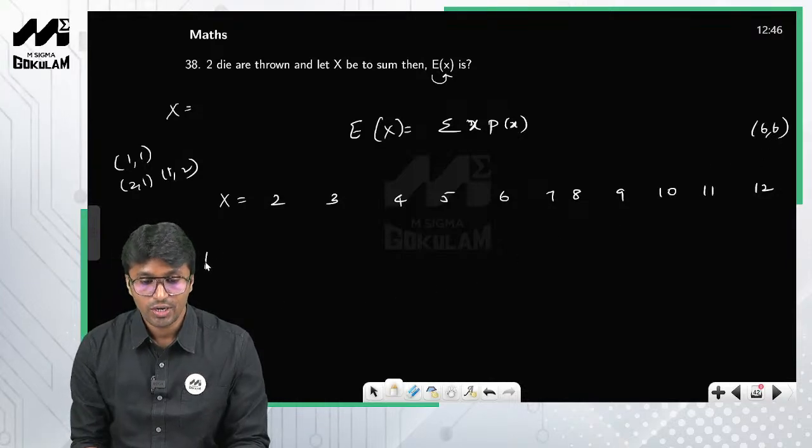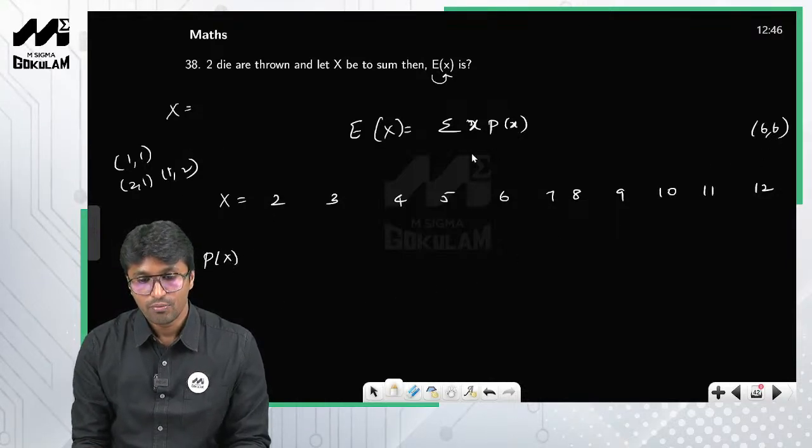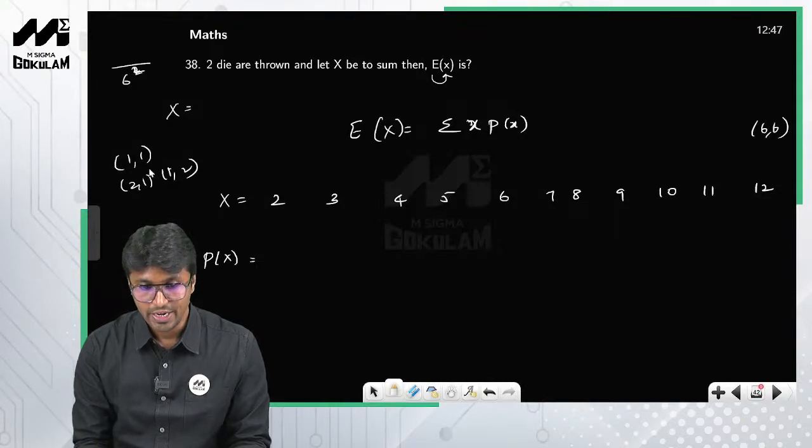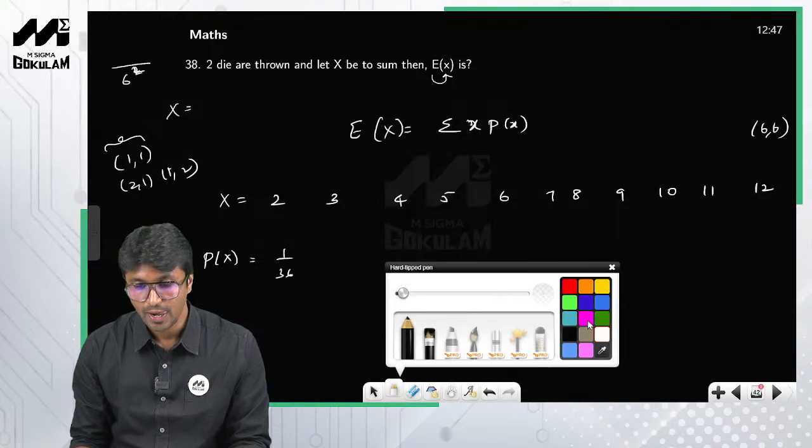Okay, so what is the probability that x takes 2? Listen, what is the sample space? You have 2 dice, so how many entries do you have in the sample space? 36 entries, right? So what is the probability that the random variable x takes 2? Out of 36 entries, this is one possible favorable case, right? So 1 by 36, okay.